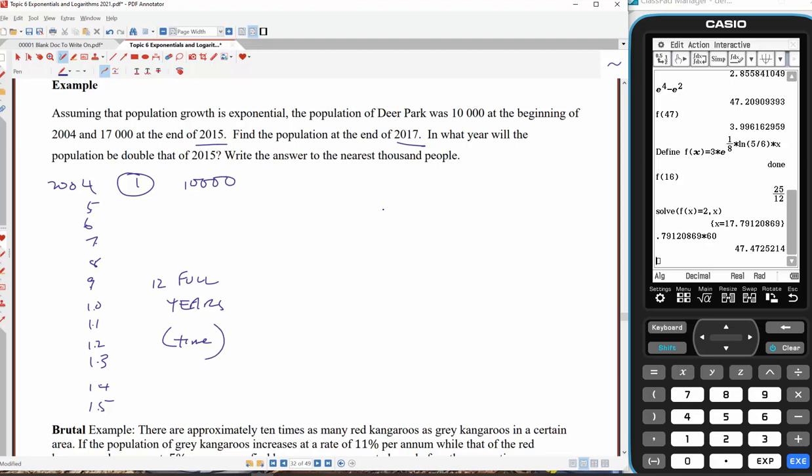Okay, so what we can do is get the k values. So we can choose how we want to write our functions. So I'm just going to write A of t equals A0, the initial, times e to the kt. This is the function I'm going to use. Now, it was 10,000 initially, 17,000. So we're going to go 17,000 equals 10,000 times e to the 12k.